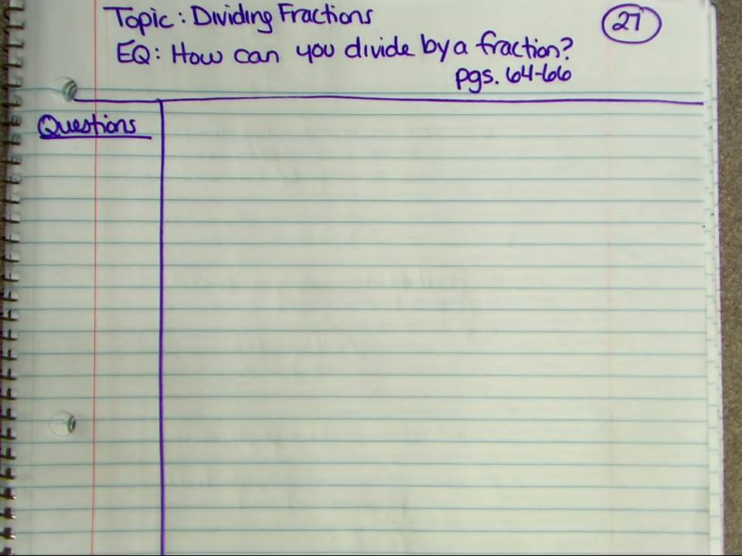You need to be on either 27 or 28 of your interactive notebook. Please take a moment to write the topic and essential question. You can pause the notes if you need to be able to do this. Then the following notes are from pages 64 through 66 in Big Ideas Math.